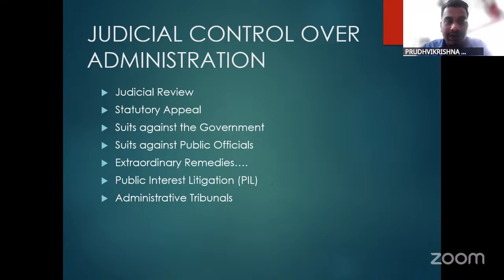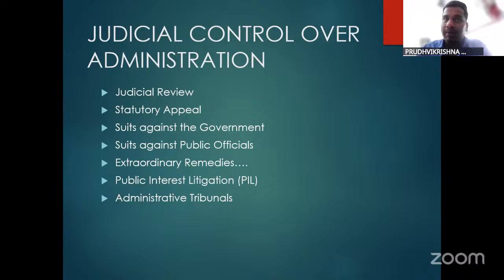Coming to statutory appeal, this arises when the law itself provides that against a particular type of administrative action, the aggrieved party has the right to appeal to the courts. When a particular action is not provided for by the law, then he may go to the court. Coming to suits against the government, there are several limitations, varying from country to country, regarding the filing of suits against the government. Article 300 of the Indian Constitution specifies the filing of suits against the Government of India. Just remember Article 300.